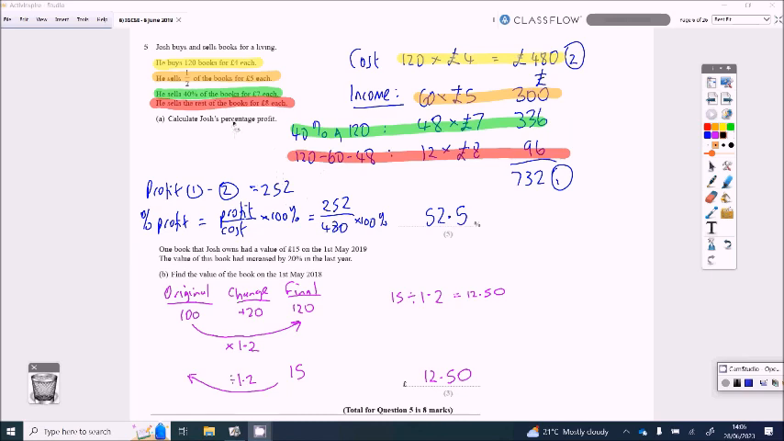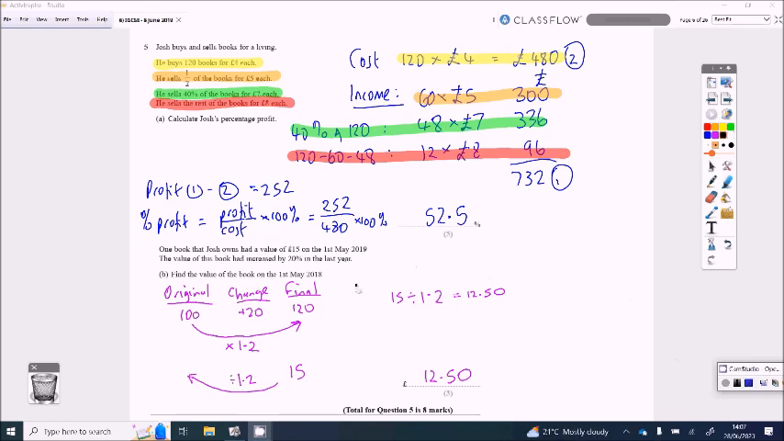Now we're being asked for the percentage profit. Now your percentage profit is the profit divided by the original cost multiplied by 100%. So that's £252 profit divided by our original cost of 480 multiplied by 100%. That's 52.5%.